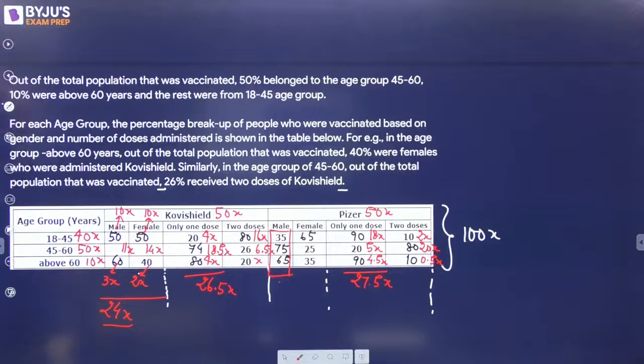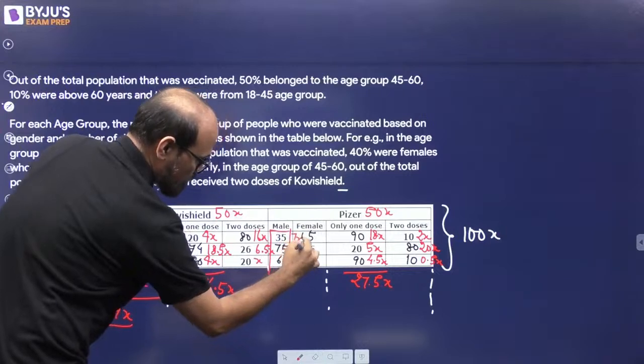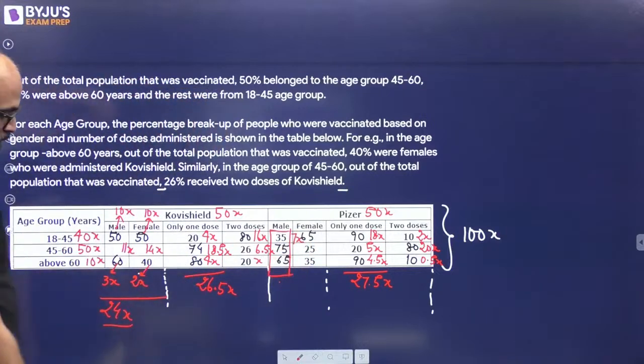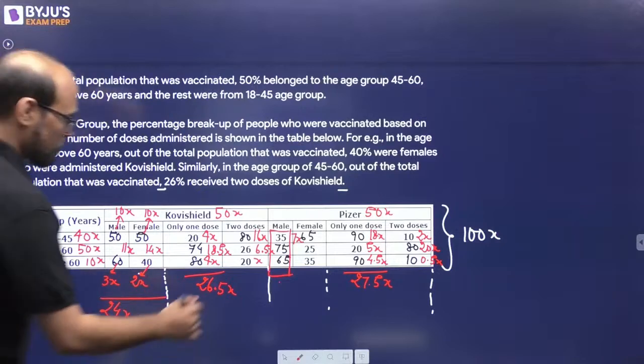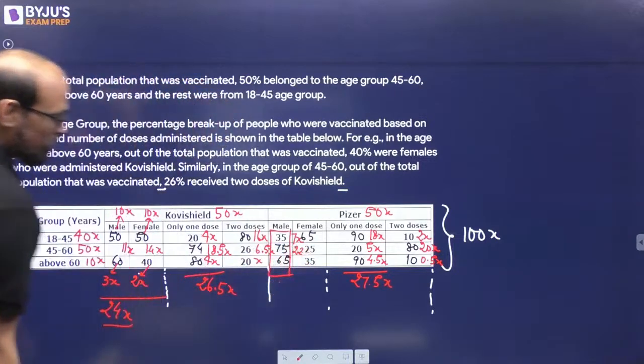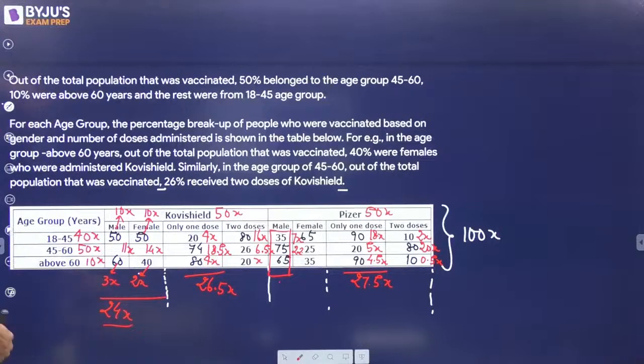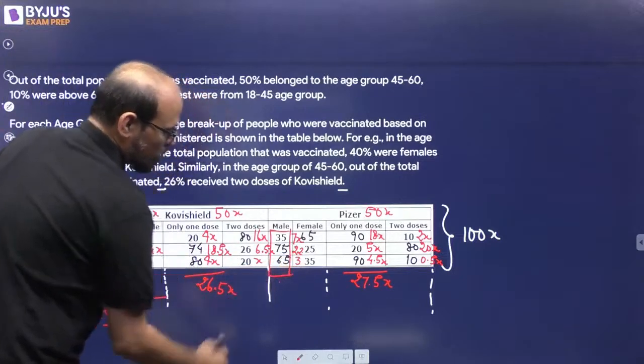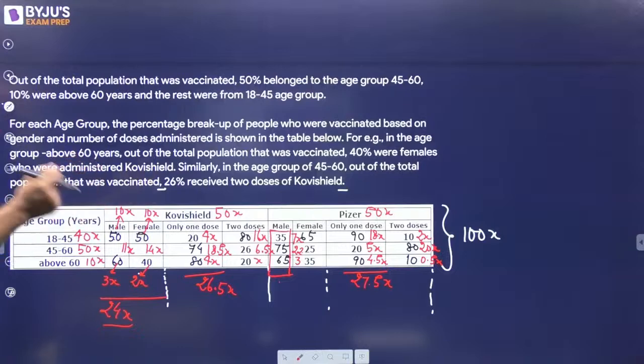35% of 20x, that is going to give us 7x. 75% of 25x, which is going to give us 22.5, and 65% of 5x, which is going to give us 3 point something. Total हो जाएगा, this is 32, 31.